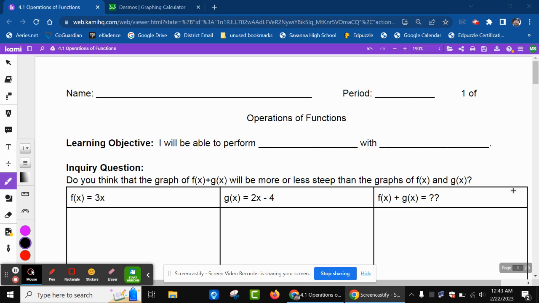Today, we will be performing operations with functions. So, I will be able to perform operations with functions. Now, what does this mean? Before I continue, make sure you put your name and your period up here, and we'll eventually figure out how many this was. But this will be our first lesson jumping into this.